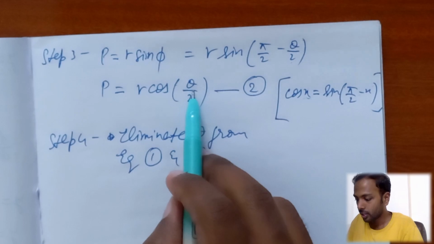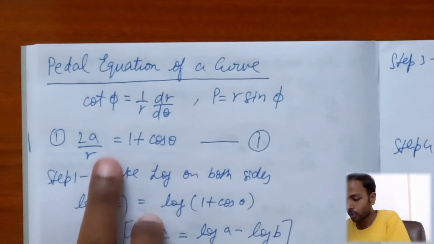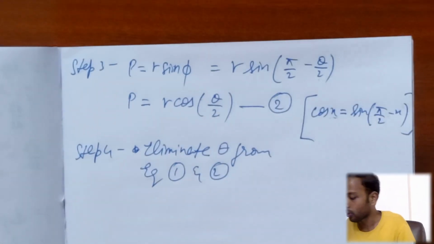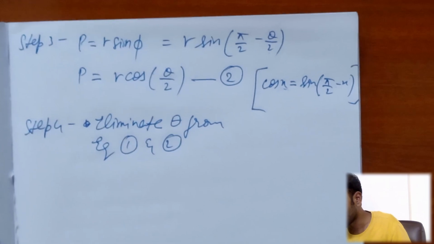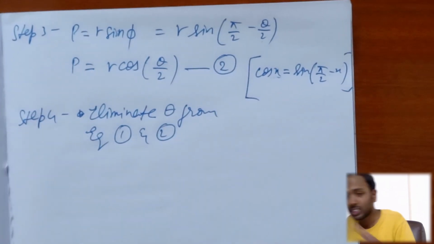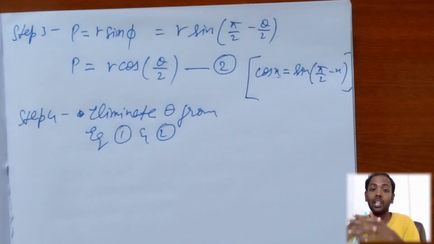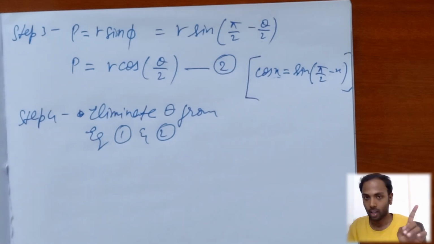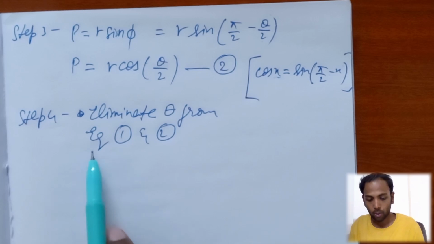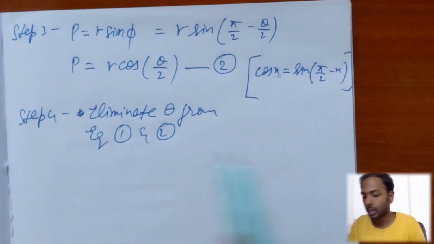See, it has theta in equation 2. In equation 1 also there is theta. So step 4 is to basically eliminate this theta. We don't want theta. When you eliminate theta from both these equations, that's when you get the final pedal equation. Yes, a pedal equation will never have theta in it. So step 4 is to finally eliminate theta from equations 1 and 2.